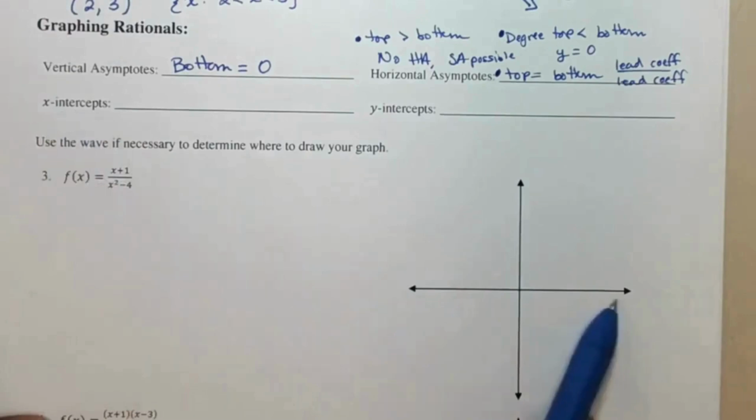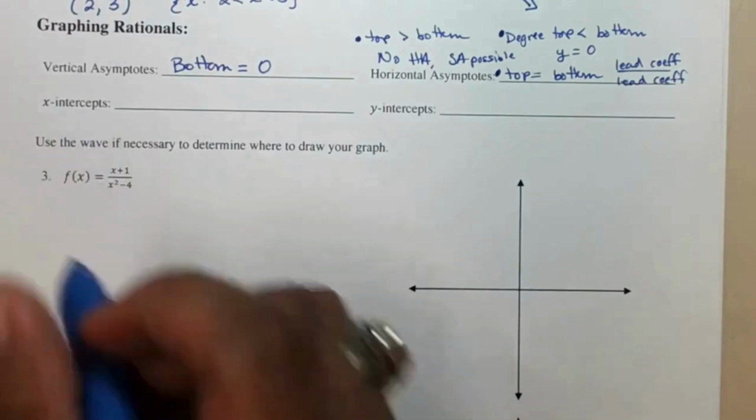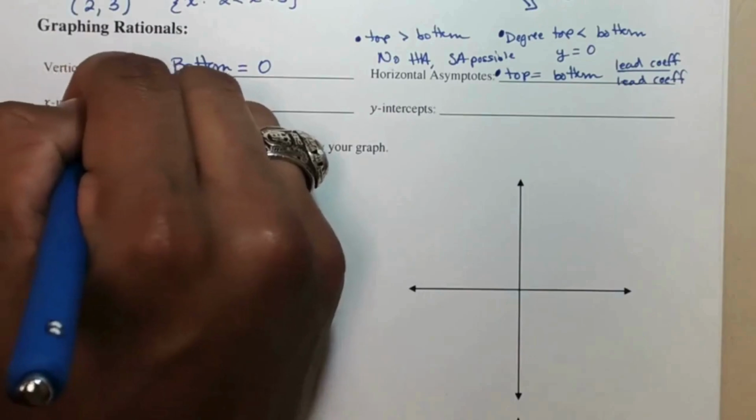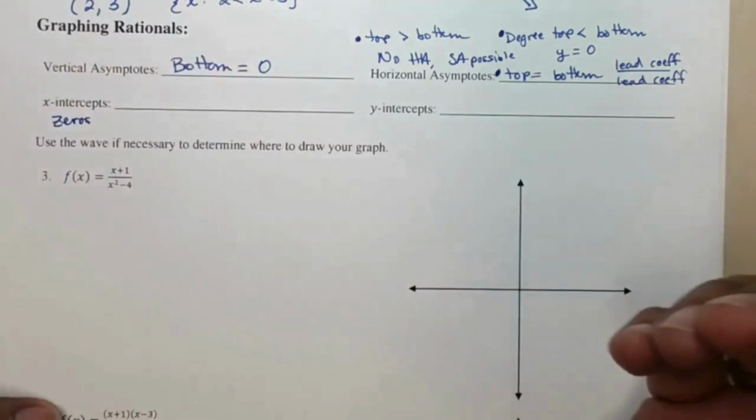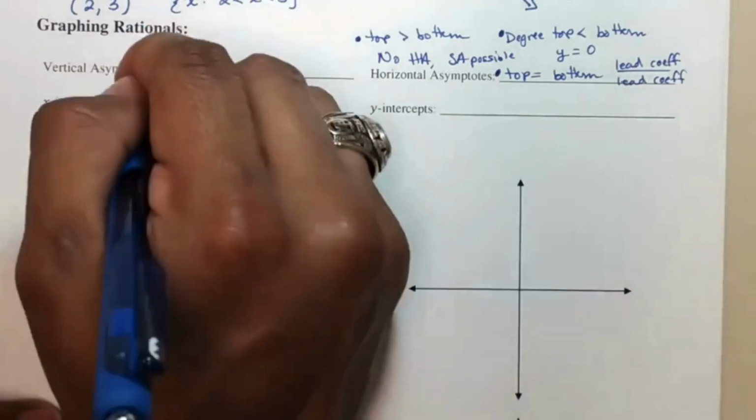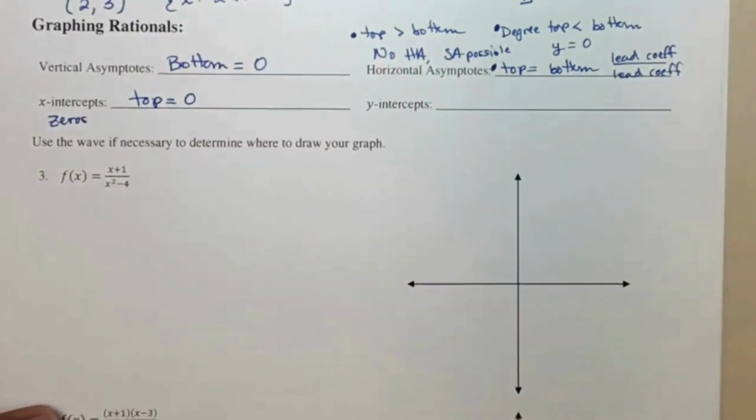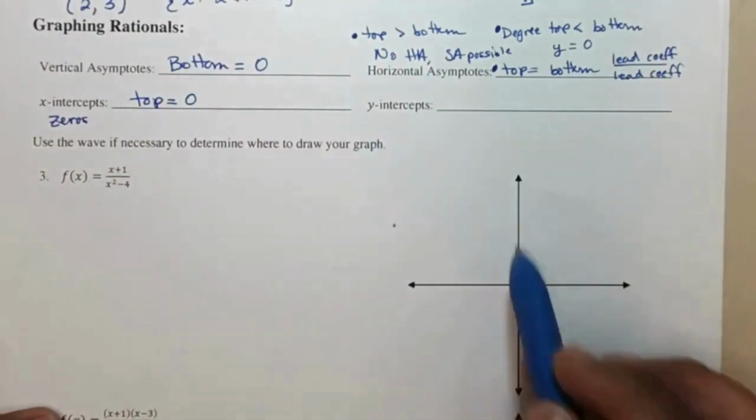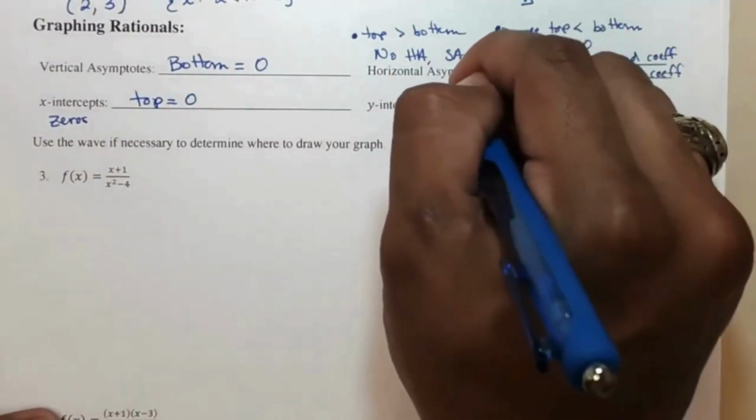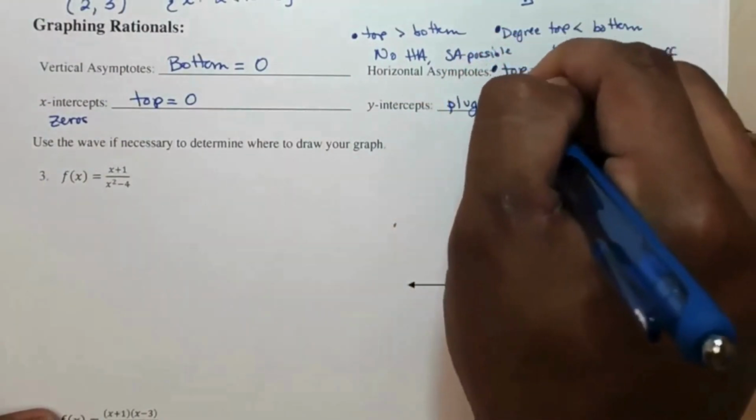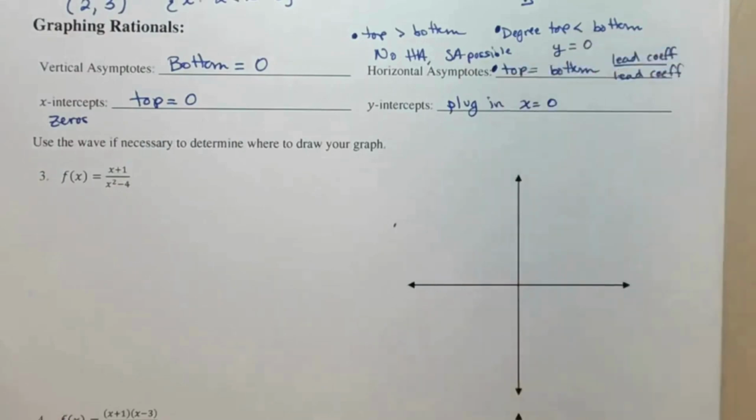X-intercepts is where it crosses the x-axis. We can sometimes call those zeros. So in a fraction, the only part of the fraction that can be 0 is the top, so we're going to set the top equal to 0. The y-intercept is where it crosses the y-axis, so you're going to plug in x is 0 and figure out what the y-intercept is. So those are our rules.